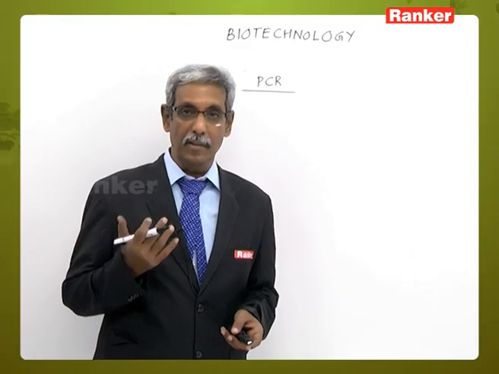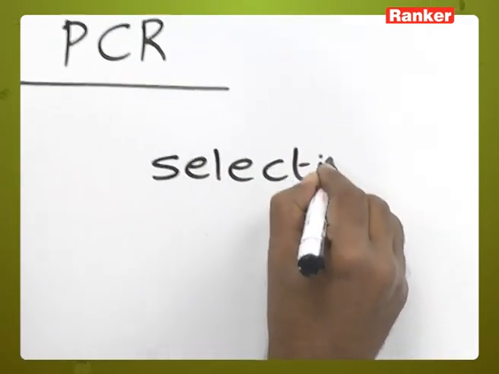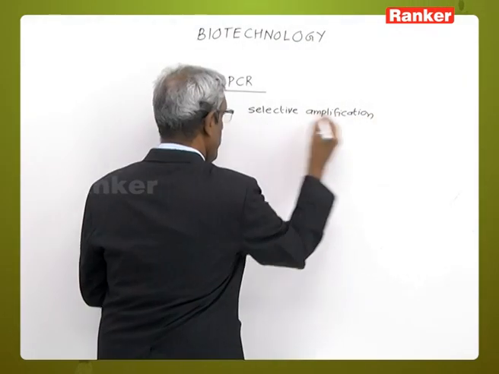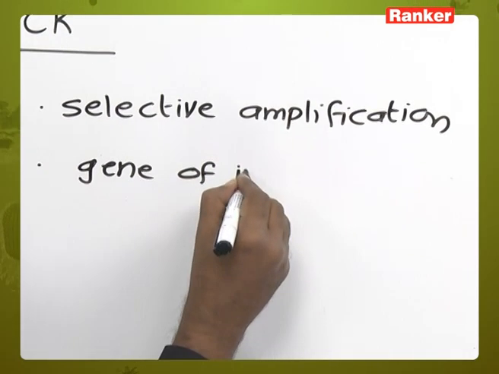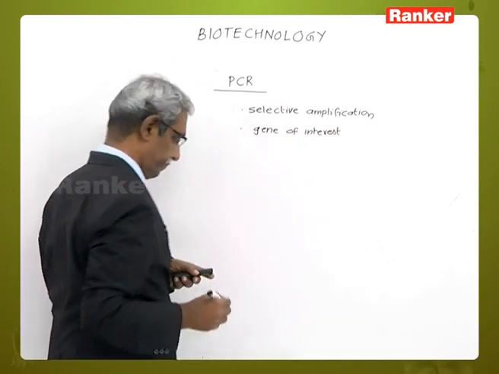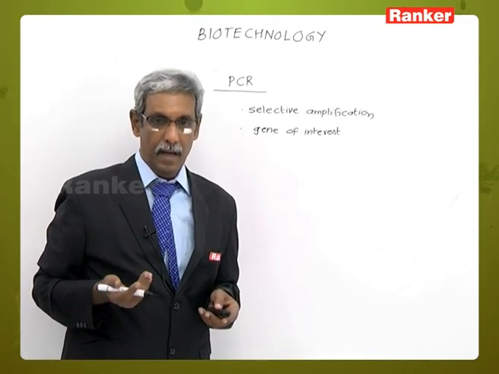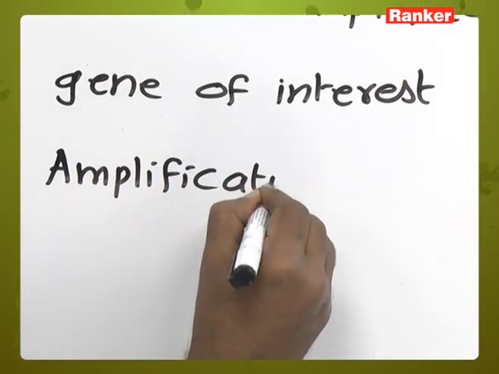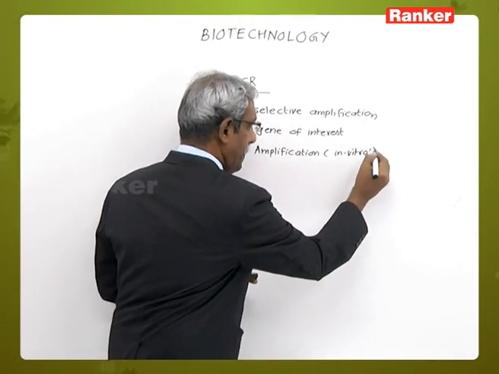When you take PCR compared to gene cloning, the most important feature of PCR is that there is selective amplification of the gene of interest, be it a flowering gene or a nitrogen fixing gene or a high efficiency photosynthetic gene, and amplification occurs in vitro. If you remember, it occurs in a PCR machine.